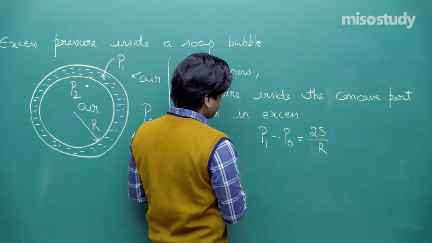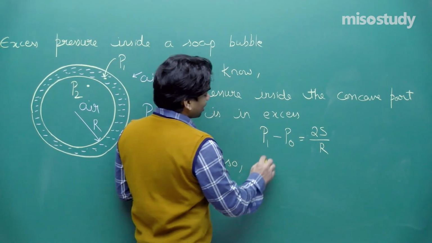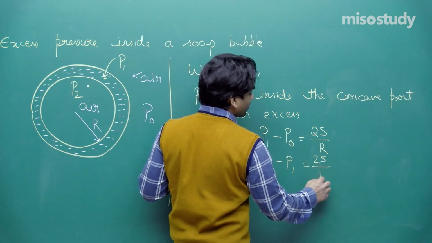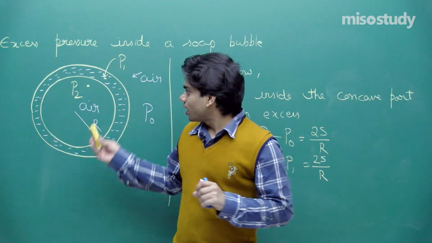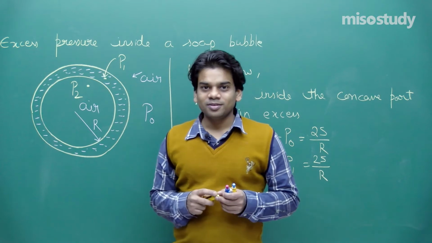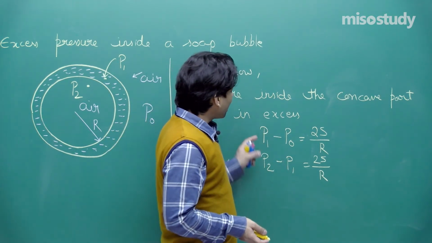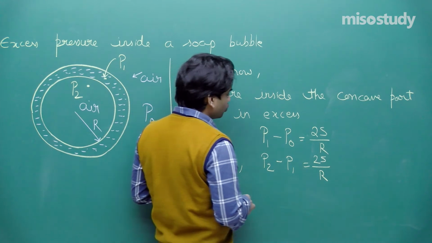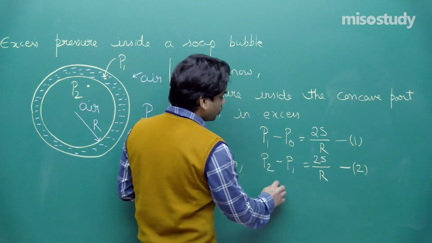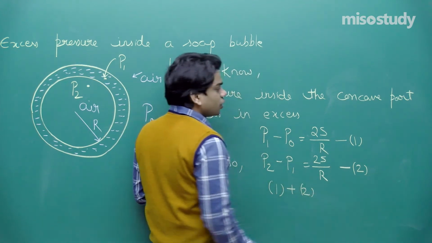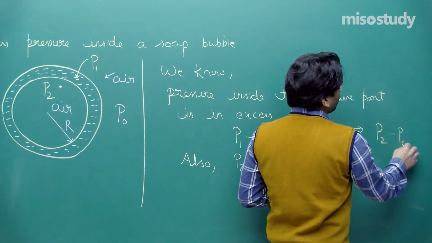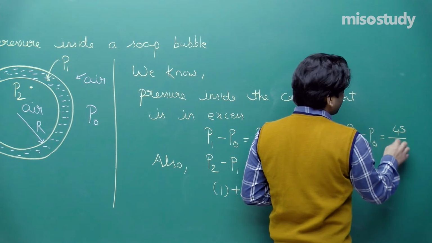Now let me also write, it will be applicable that P2 minus P1 will be 2s by r, because P2, now observe this part, this is acting as a concave part for this part. So P2 will be in excess compared to P1 by an amount 2s by r. Let's substitute here. Now add both these, P1 will be cancelled out. You will be left with P2 minus P0. Let me show that this is equation number 1, equation number 2. So if you add 1 and 2, you are going to obtain P2 minus P0 is equal to 4s by r.